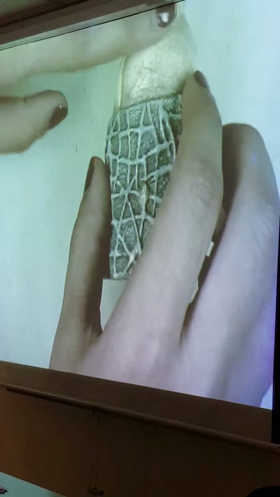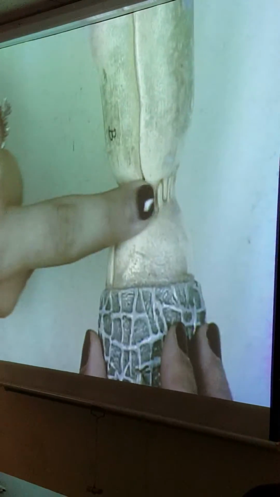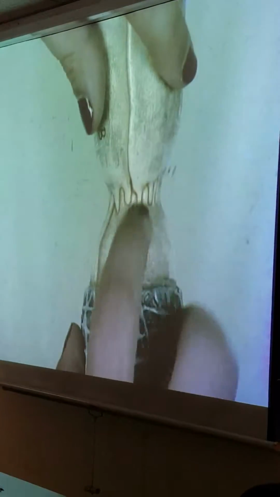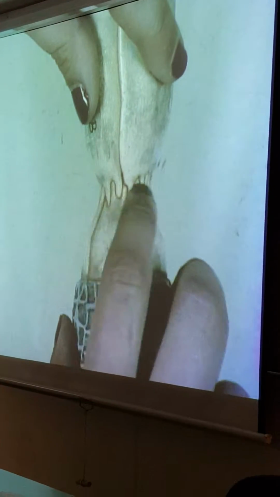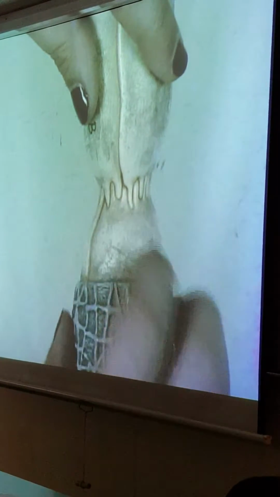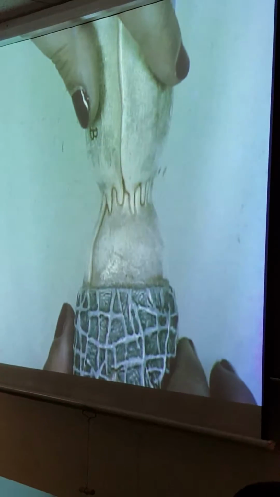In the places where the neurolemmocytes meet, we call this a neurofibril node. Some of you know this as a node of Ranvier. And you'll learn more about this in physiology.